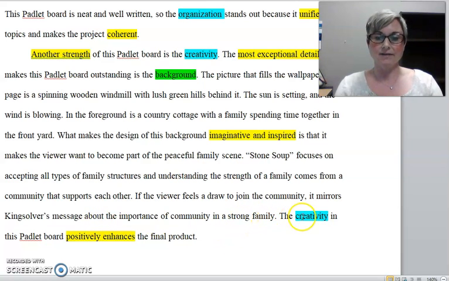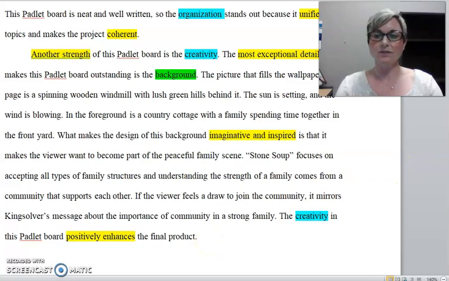The creativity, which is what this paragraph was about, so you reiterate that in your summary sentence, in this Padlet board positively enhances, again, it's a strength, so we reinforce that element positively enhances the final product.